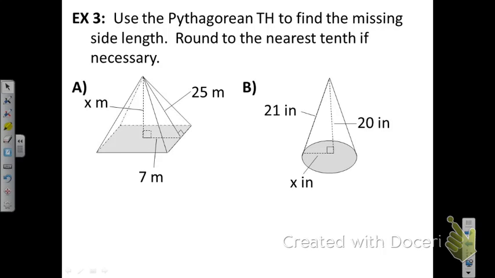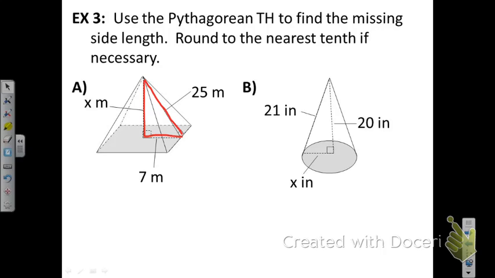Okay, so we are on example 3. It says use the Pythagorean theorem to find the missing side length. The only thing that I've done different here is that I've given you a three-dimensional object. Can you guys still see the right triangle? I wonder if I can draw it right over it. You can't see it? Right here?